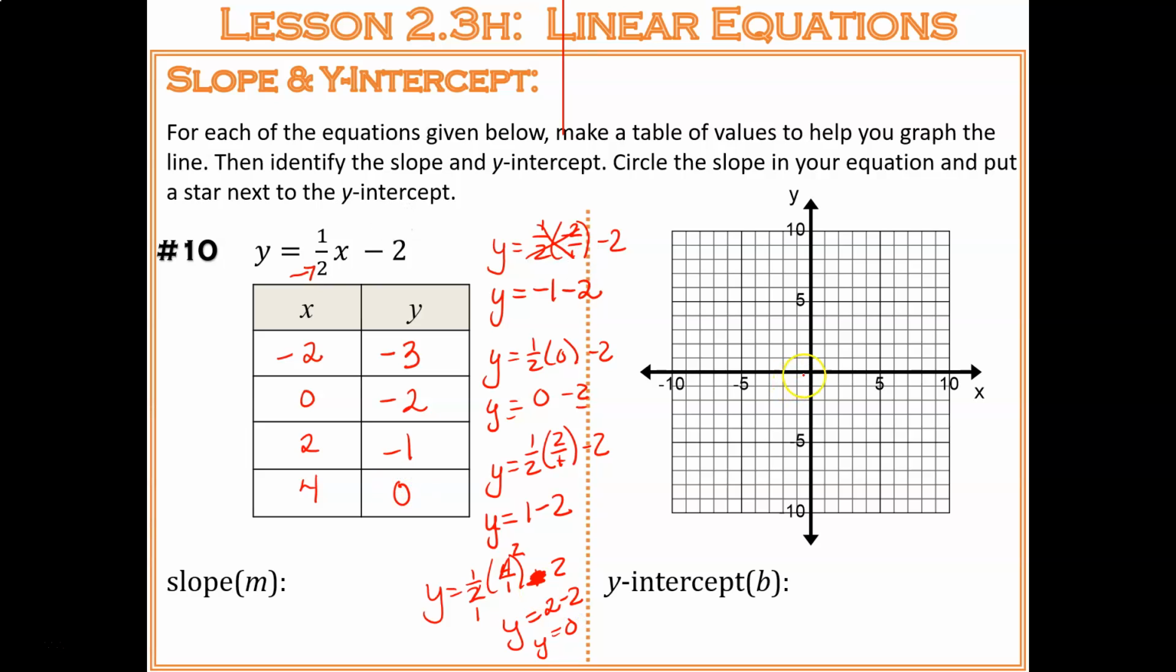Okay, so let's plot our points. So I have -2, -3, 0, -2, 2, -1, and 4, 0. There we go. We can use the equation again because it's in y equals mx plus b format. So my slope is the m, or 1/2, and my y-intercept, on the graph here or in the equation, is -2.